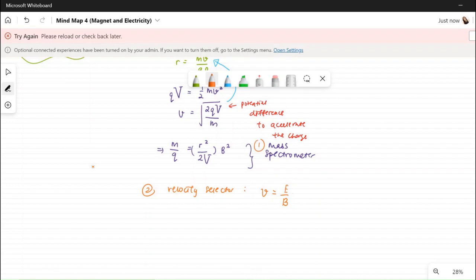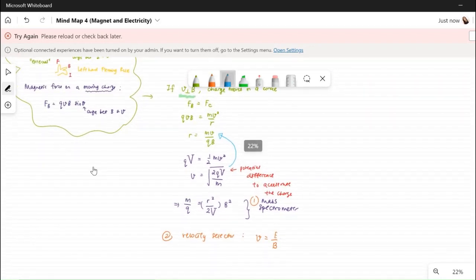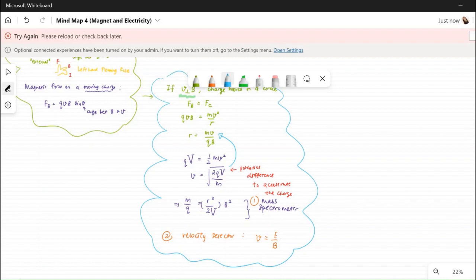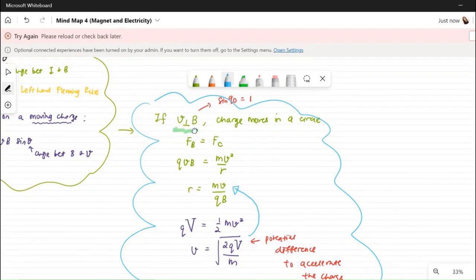Then you vary the magnitude of the electric field and magnetic field so that you can select a certain velocity that you would like the charge to have, by varying the magnitude of E and B. So this is the application of the magnetic force, if the speed of the moving charge is perpendicular to the magnetic field.